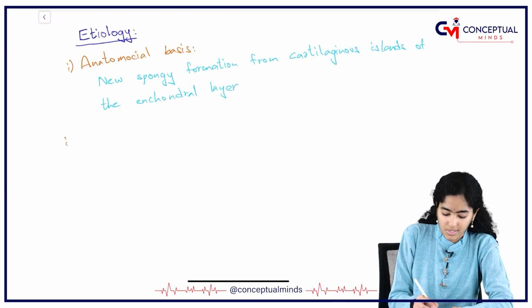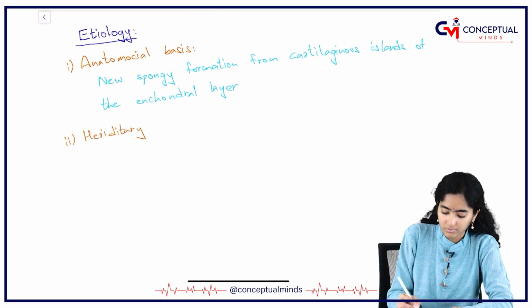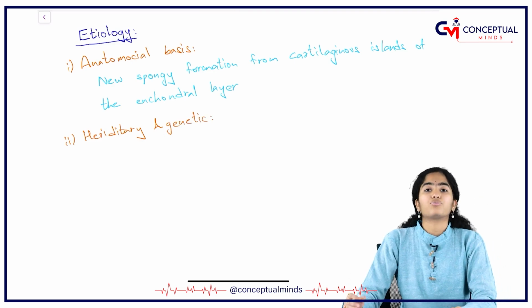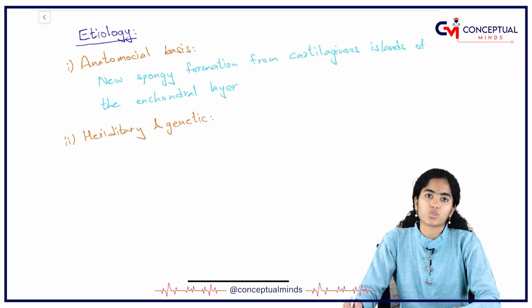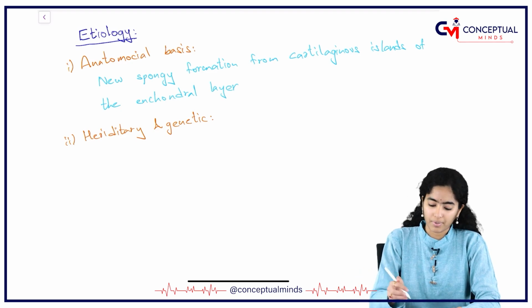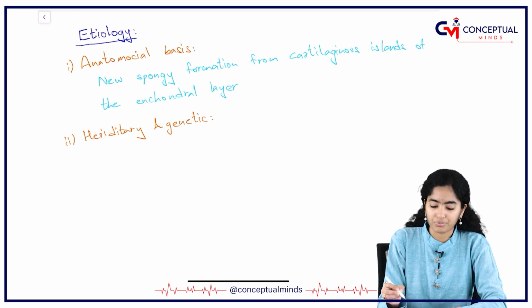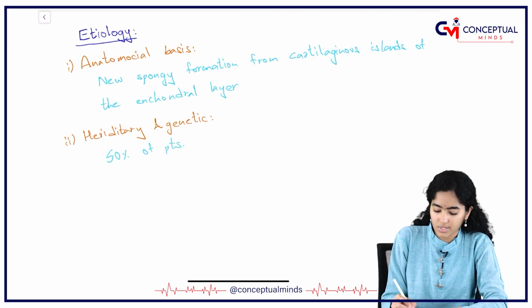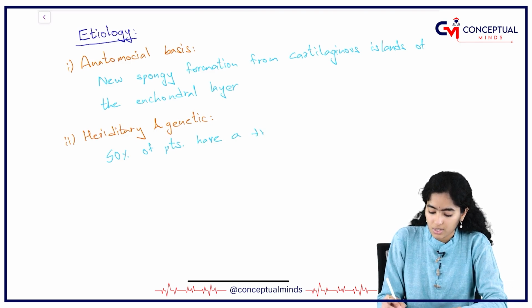Next in our list is hereditary and genetic factors. Why are we suspecting this? Because 50% of patients of otosclerosis have a positive family history. Most of them have another member of the family suffering from this disease or their earlier generations showing otosclerosis, which is quite significant. 50% of patients is not a small fact to be ignored.